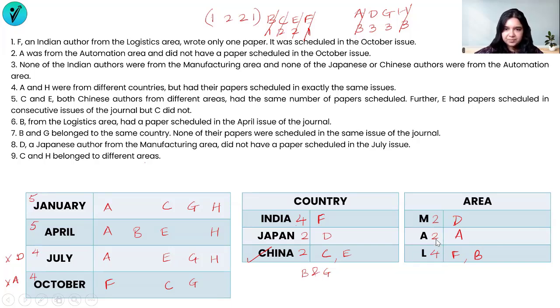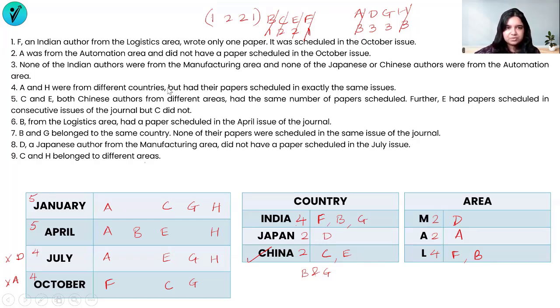Now we know that China had 2, which is already done. If B and G have to be in the same country, they've written this. B and G belong to the same country. There's only one place left for Japan. So B and G both can't fit in Japan. That means clearly B and G have to be in India. So I'm writing down B and G for India. Now there's only 2 more people remaining. One is A and one is H to be filled up in the country. Let's take a look at which one is there.